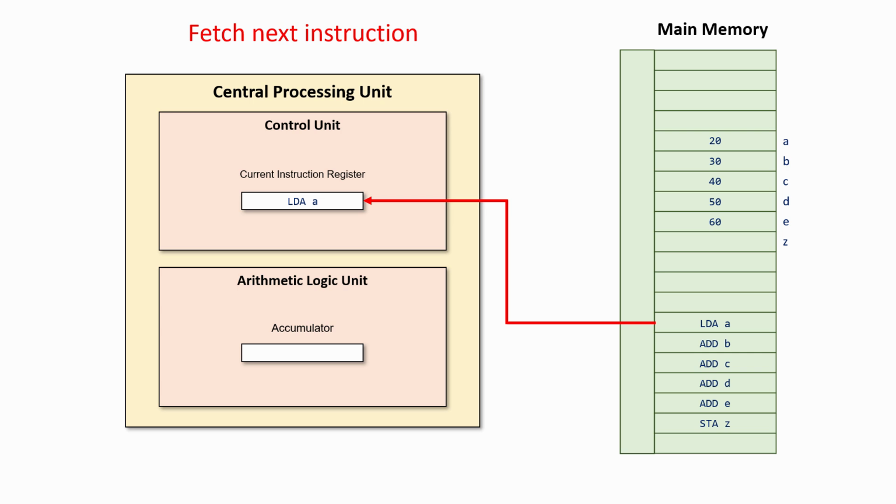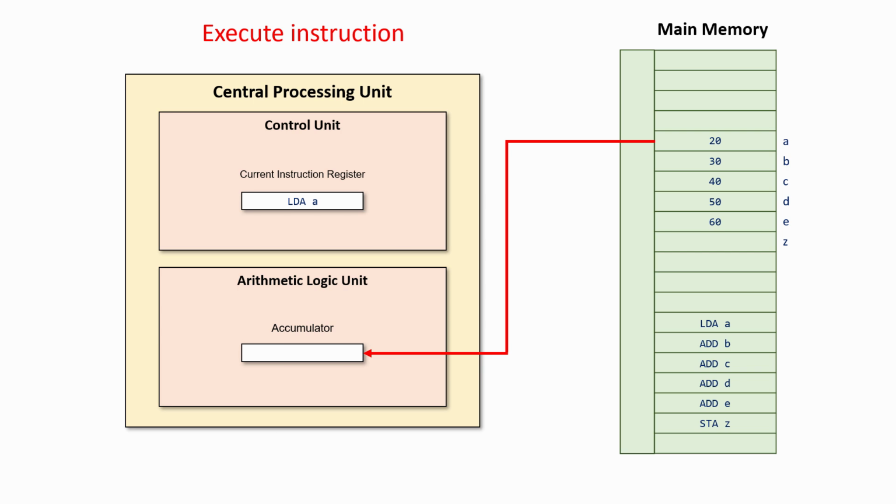The current instruction is now executed. LDA A means load into the accumulator a copy of the contents of variable A. So the value 20 is copied from the main memory into the accumulator.